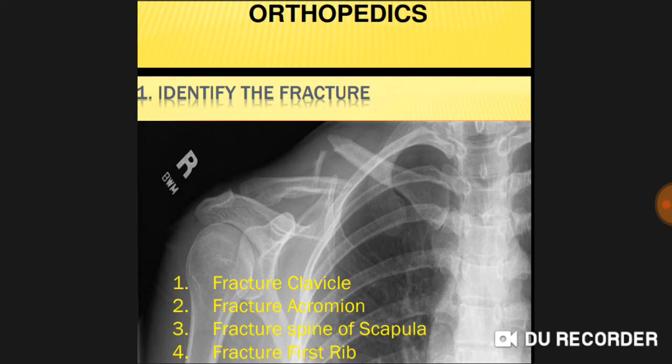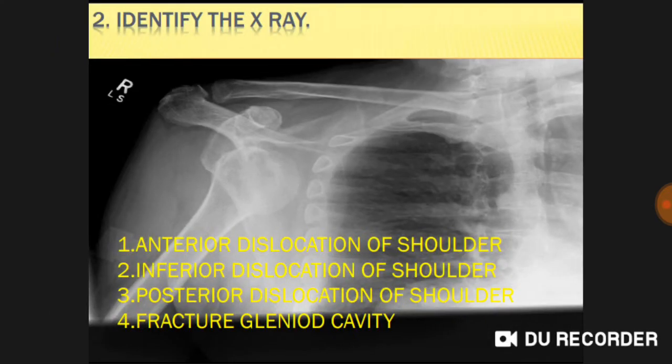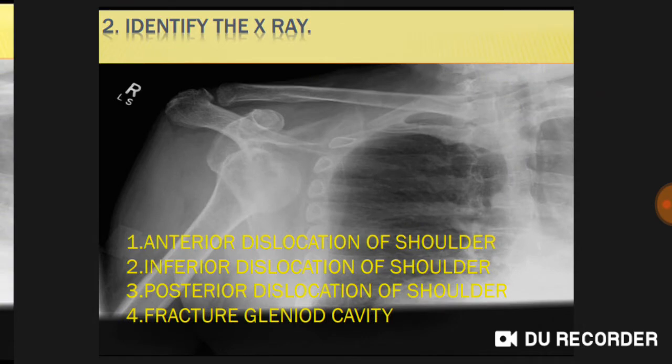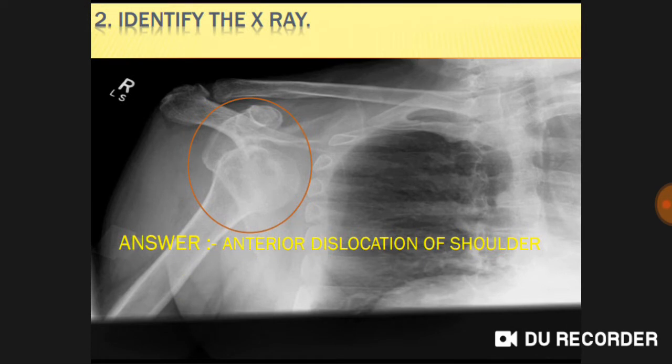C. So this is the fracture of clavicle, visible fracture of clavicle. First option is right. C. In a marked case, this is a fracture of clavicle. Now, what kind of dislocation is here? There is no fracture. So this is the anterior dislocation of shoulder. C. Anterior dislocation of shoulder is visible.